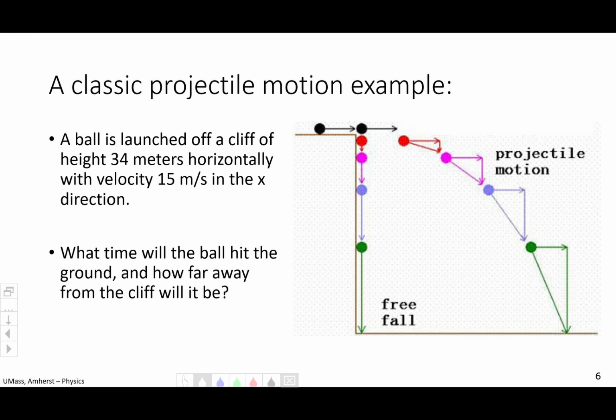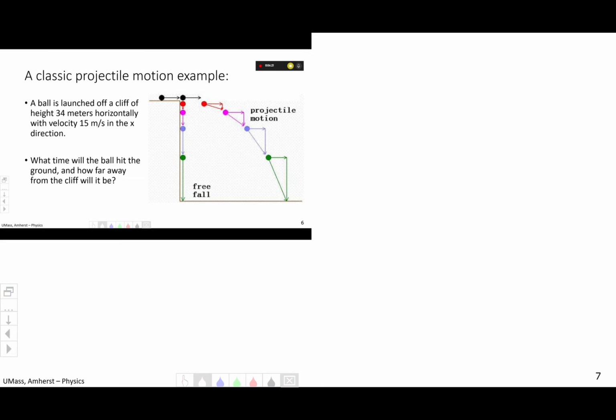A ball is launched off a cliff of height 34 meters horizontally with a velocity of 15 meters per second in the x direction. What time will the ball hit the ground, and how far away from the cliff will it be? So let's try to solve this, and we're going to need to break these up. We'll do the vertical direction first. Let's do the y direction.